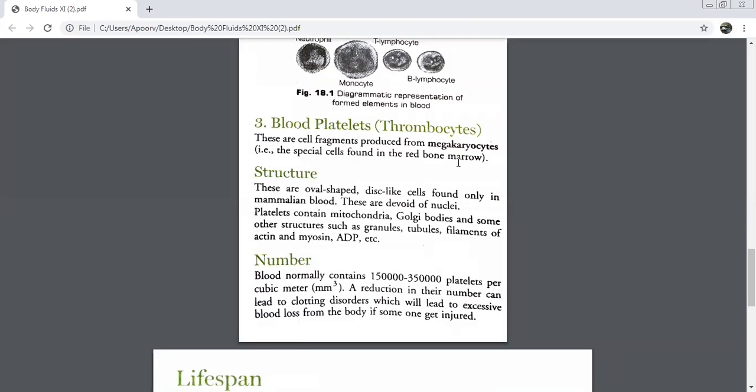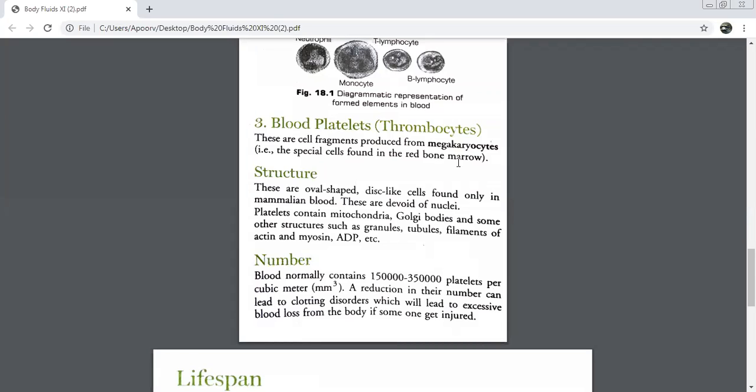So what is the other name for blood platelets? Thrombocytes. Thrombocytes are produced from special cells found in the bone marrow. What are these cells called? Megakaryocytes. We call them megakaryocytes because mega means big and karyo means nucleus. They have a large nucleus.